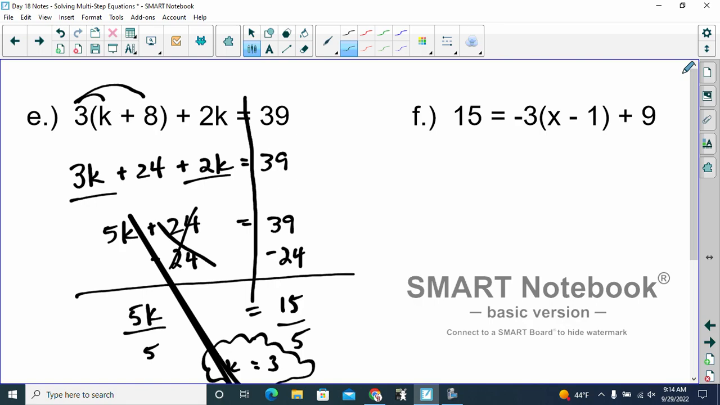Part F says 15 equals negative 3 times the quantity x minus 1 plus 9.